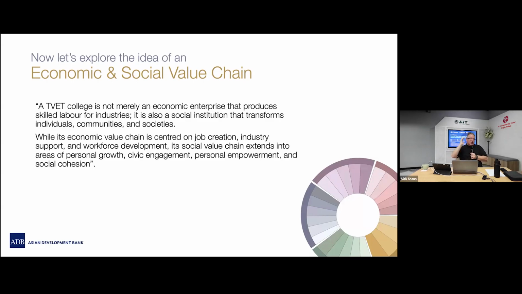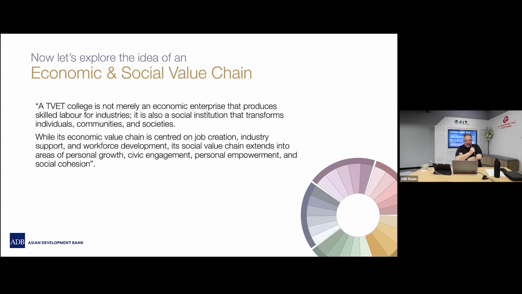So a university or a college has some economic elements to it, but it's not, nor should it be, a business. These are places of knowledge production, of learning, of curiosity, inquisitive-based research, and a range of other things. A TVET College is a little bit different because it is an enterprise that produces skilled labor for industries, typically around the world. That's the reason why governments invest in supporting those fees. But it's also a social institution that transforms individuals and communities and societies as well. So we rightly should look at this a little bit differently.